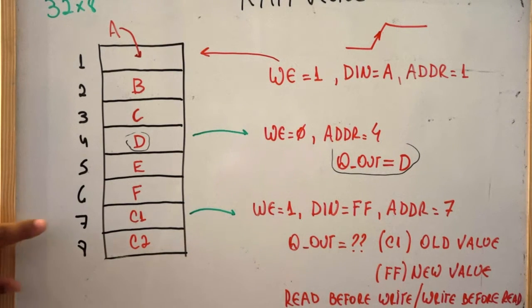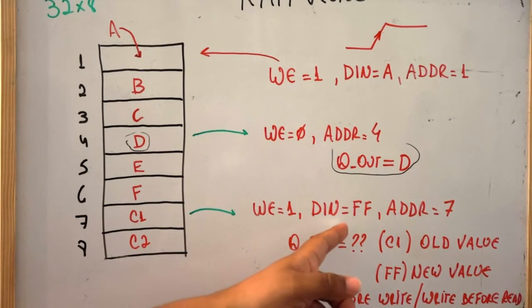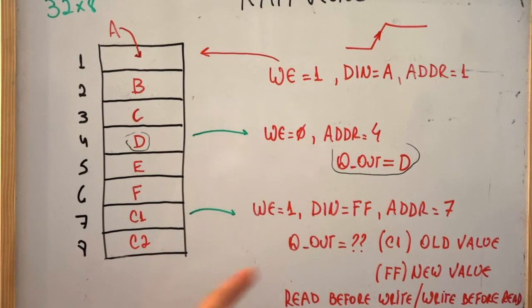Now imagine the other case. Imagine that you want to write, for instance, in position 7. Position 7 has already stored a value C1. We want to write a value FF, but we want to know what we're going to have in the Q out. As usual, to write into the RAM, we put the write enable to 1, the data input to FF, and the address, in this case, to 7. Now, we can have two outputs in Q out, and this depends on how you want to develop your RAM. You can have Q out receive the old value that has already been stored in the memory, in this case C1, or you can have the new value that you're putting in at this exact same moment.